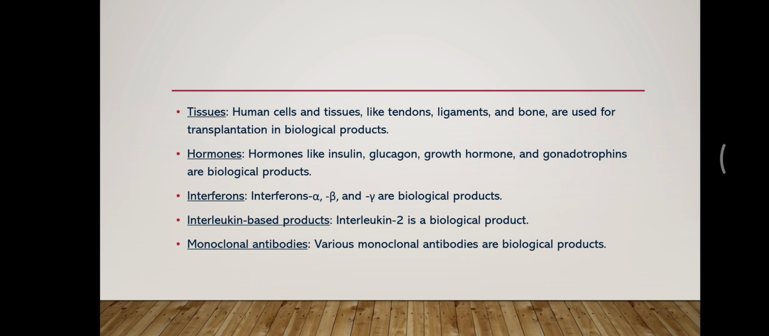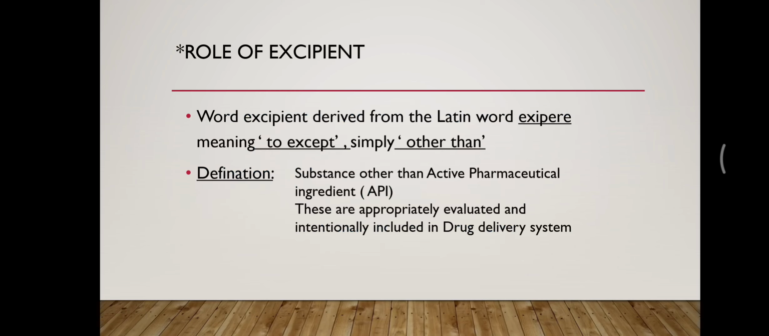Then different hormones like insulin, glucagon, growth hormones, gonadotropins are also biological products. Then different interferons which are used in cancer treatments, like alpha, beta, and gamma interferons. Then interleukin based products are also used in cancer treatments, like interleukin 2, and different monoclonal antibodies are also used as biological products which are synthesized in pharmaceutical industry using different pharmaceutical techniques.